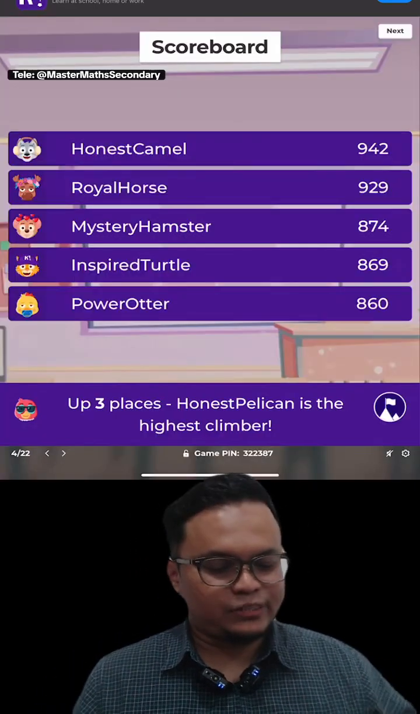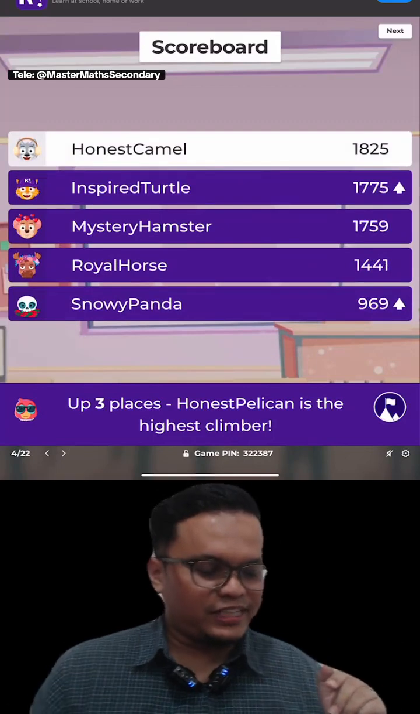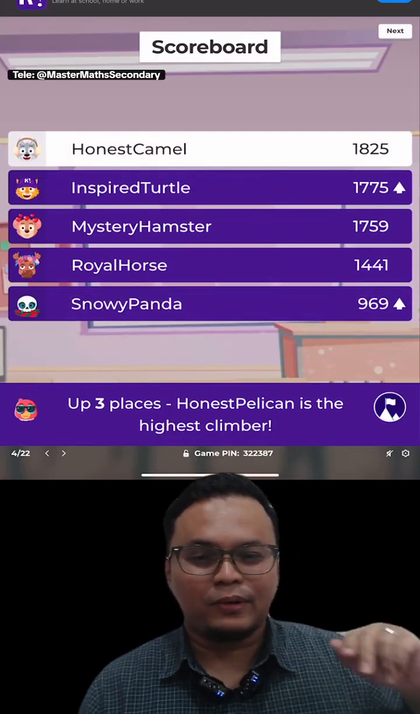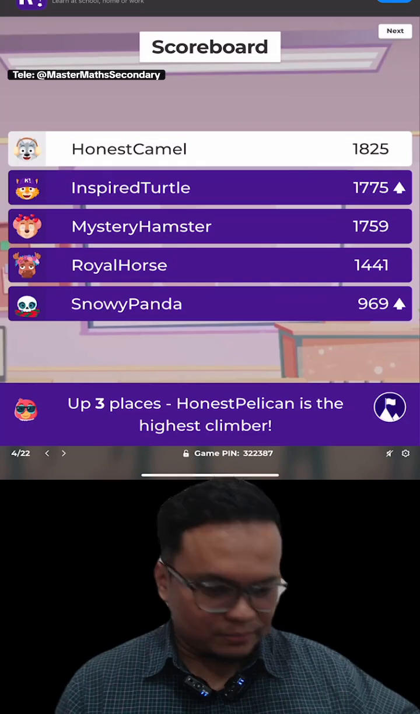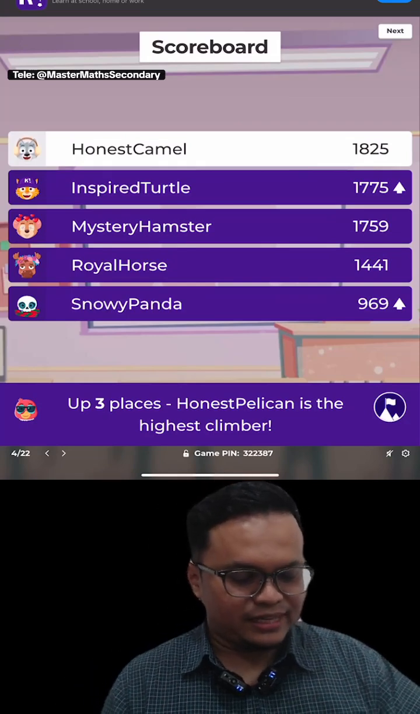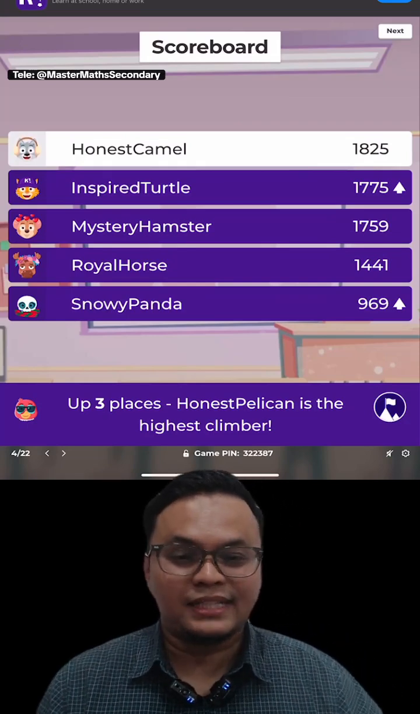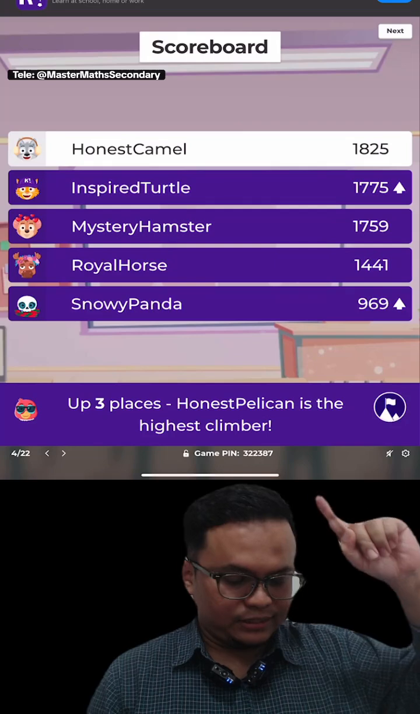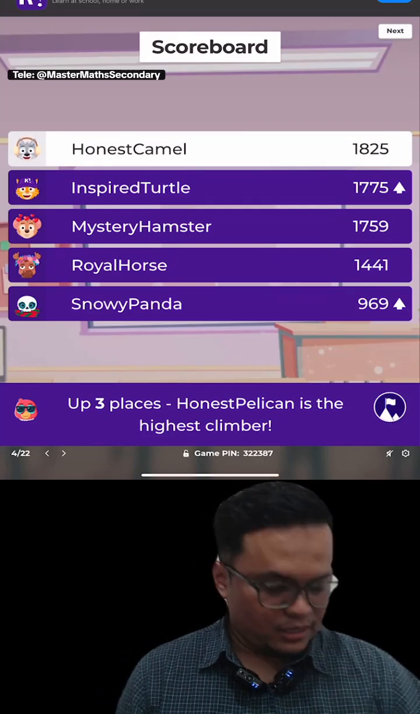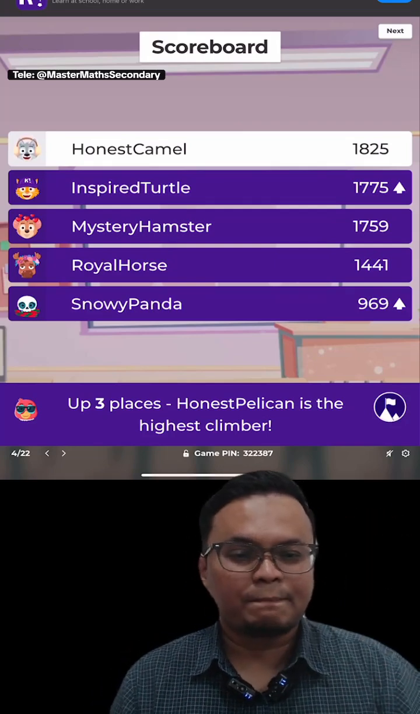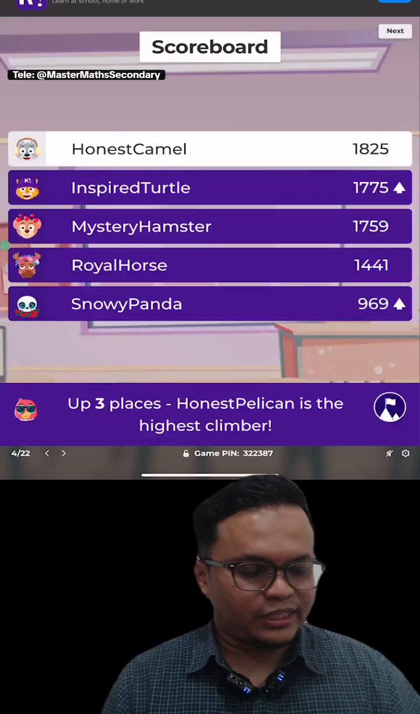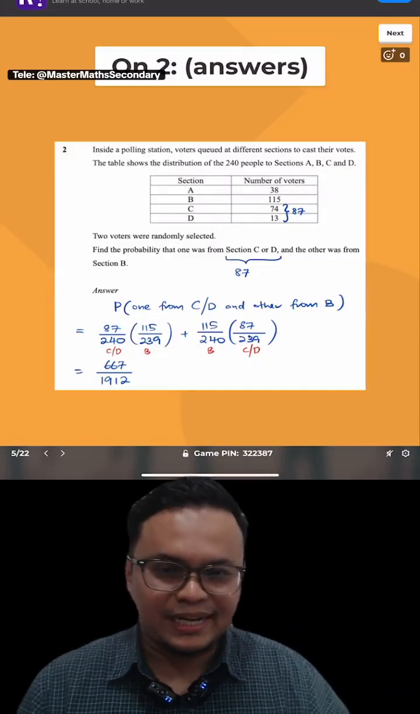But before that, let's look at the leaderboard first. Honest Camel is keeping its position. However, there's some displacement at the bottom. Inspired Turtle is now at second place and it's quite close. But it's just 2 games, guys, so it's still very open. Those of you who just joined us, you can join us on the game pin 322387. You love cats. Honest Camel, nice. You are standing a good chance of winning. But like I said, it's still open.